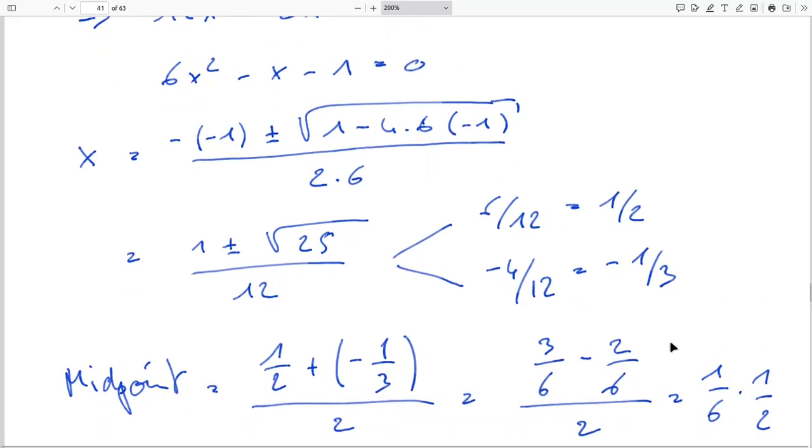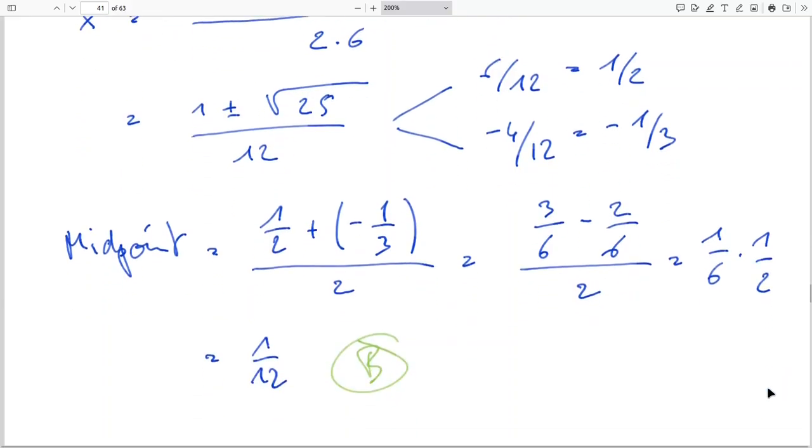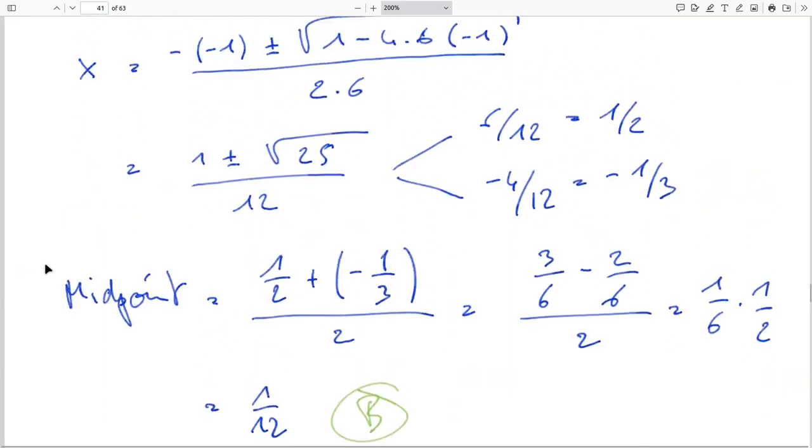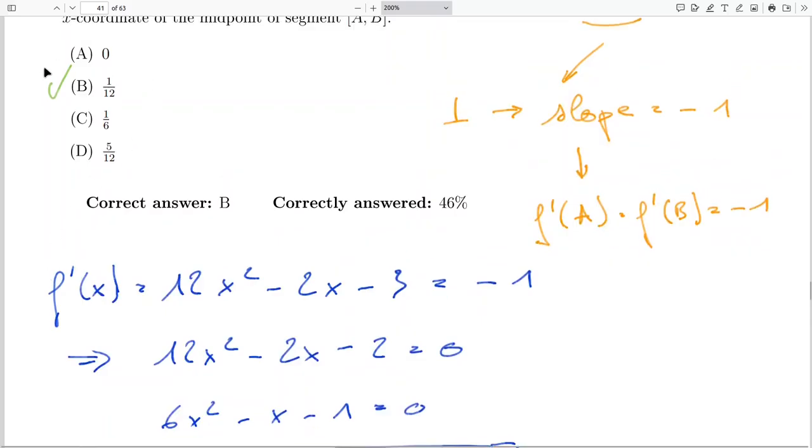So the midpoint between those x values is just the average of the two, so sum them up and divide by 2. So 1/2 minus 1/3 over 2 gives you 3/6 minus 2/6 all over 2, which is 1/6 times 1/2, or 1/12, and 1/12 is answer B.